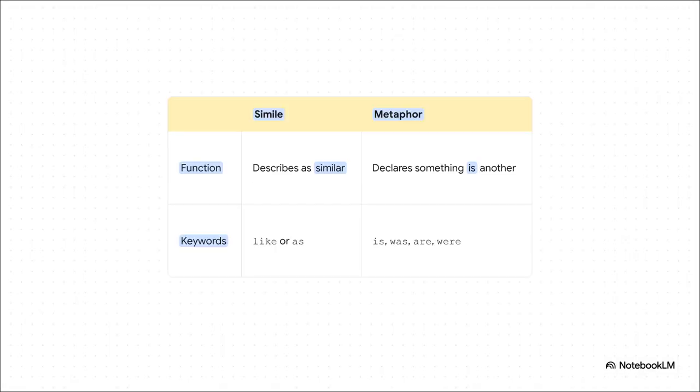All right, so let's put these two side by side and just break it all down. A simile suggests something is similar, and it uses like or as. A metaphor, on the other hand, just goes for it and states that something is something else, using words like is or was. You can think of it this way. One is a gentle nudge. The other is a bold statement. And you know what? Both are incredibly effective ways to make a point.